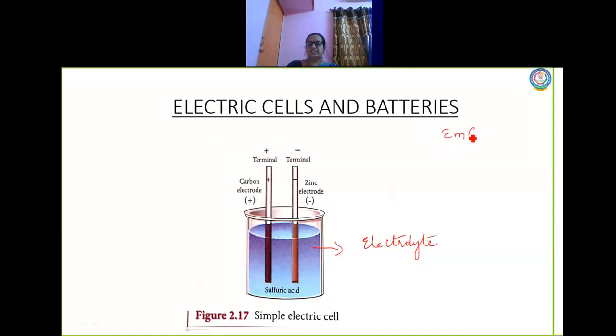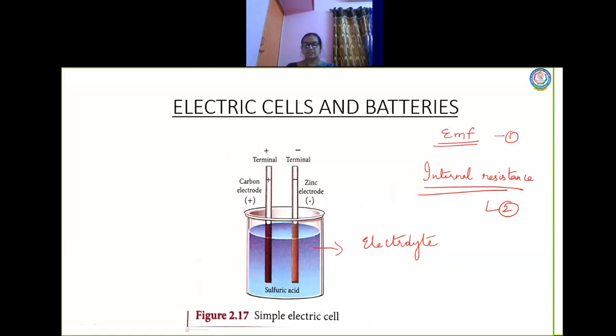Simply we'll write as EMF. EMF, and I'm going to also discuss what is called an internal resistance. Very important words. One is EMF, the other one is internal resistance. Now we saw the structure of a simple cell.